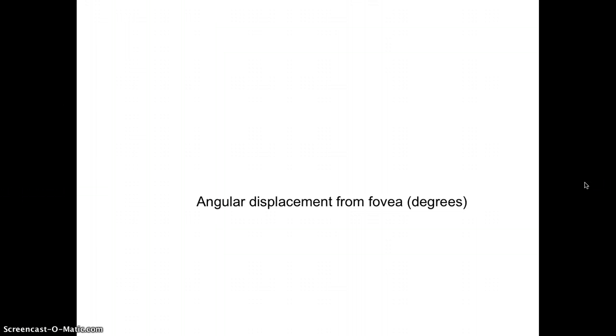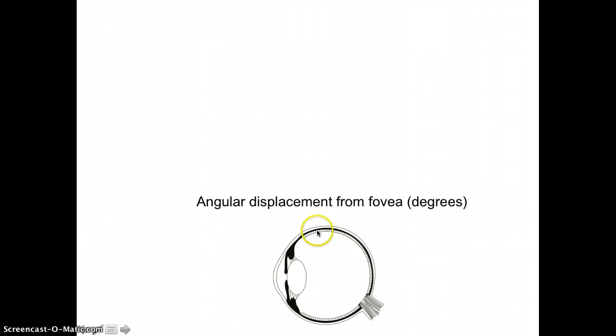Okay, you might be wondering, where are cones and rods in that retinal layer? Are they just evenly spread out? The answer is no. You don't just get a bunch of cones and rods evenly distributed across the retina. That's not true. We're going to take the fovea as our reference point.